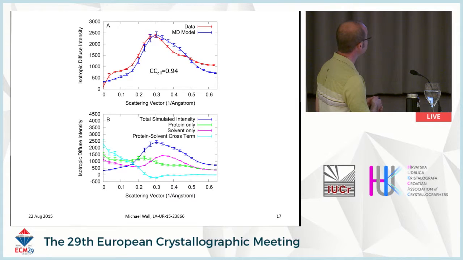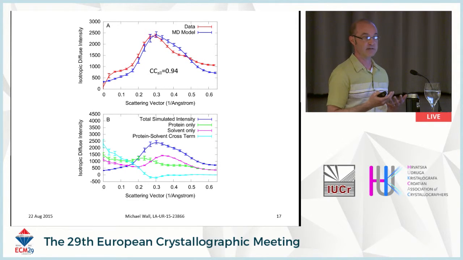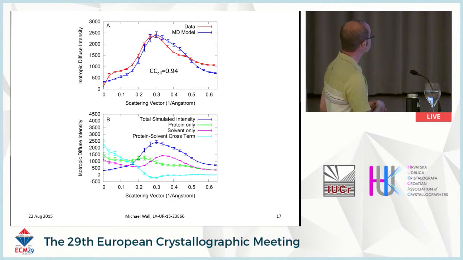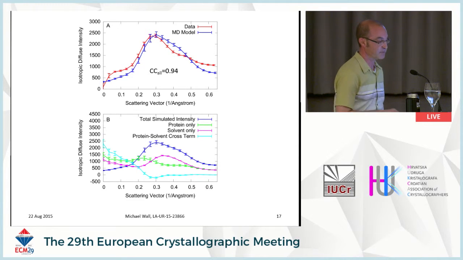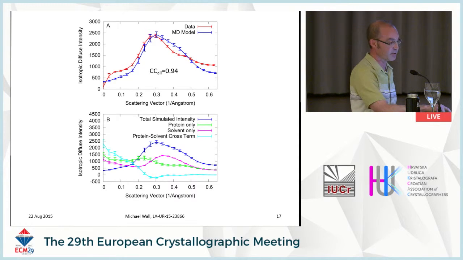If we decompose the model into the protein and solvent components, the total is in blue here. We see the solvent in magenta, and the protein is in green, and we see the protein and the solvent have more or less equivalent contributions to the solvent ring, the so-called solvent ring. So this is where that comes from in part.